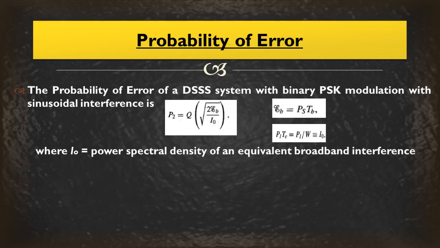There are a few terms which we have to understand in DSSS, the direct sequence spread spectrum. What is the probability of error in direct sequence spread spectrum? Then some other parameters. The probability of error of a DSSS system using binary PSK, as DSSS usually uses binary PSK, is given by this equation. This equation can be derived using some steps, but I have not done that derivation.